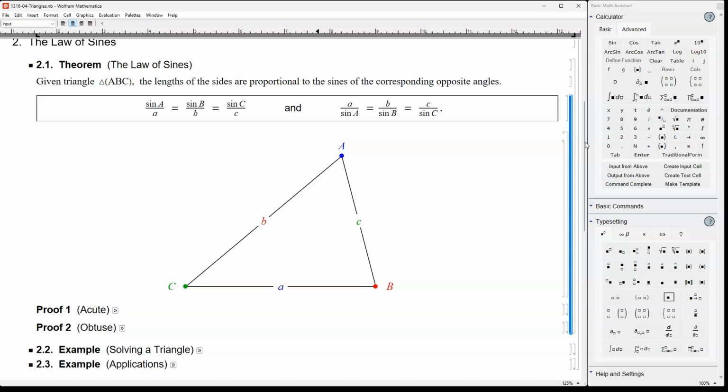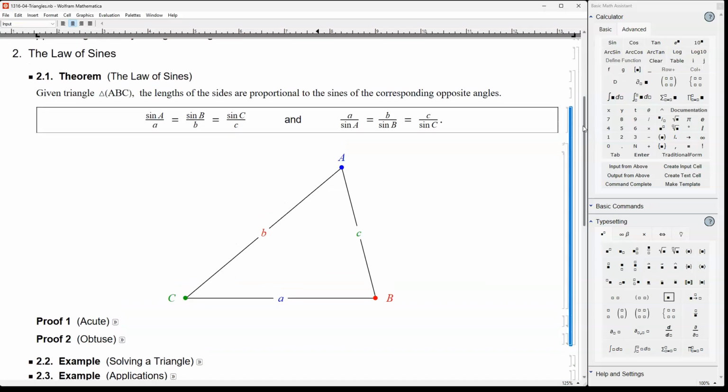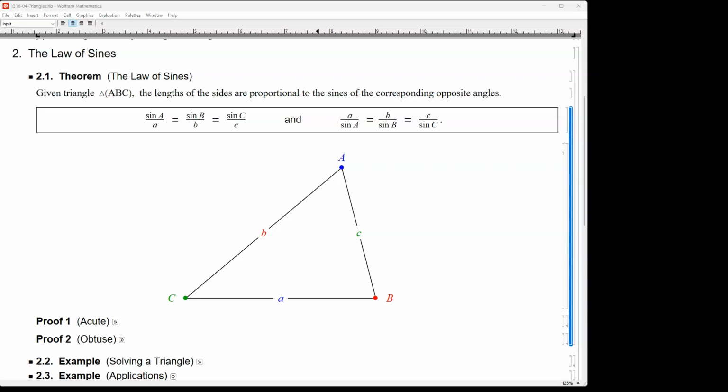Let's begin with a triangle like this, an acute triangle, which is a bit easier. We'll consider the obtuse case a bit later. The key point is to decompose this given triangle into two pieces, two right triangles like this. So draw a perpendicular line like this and call this height h.